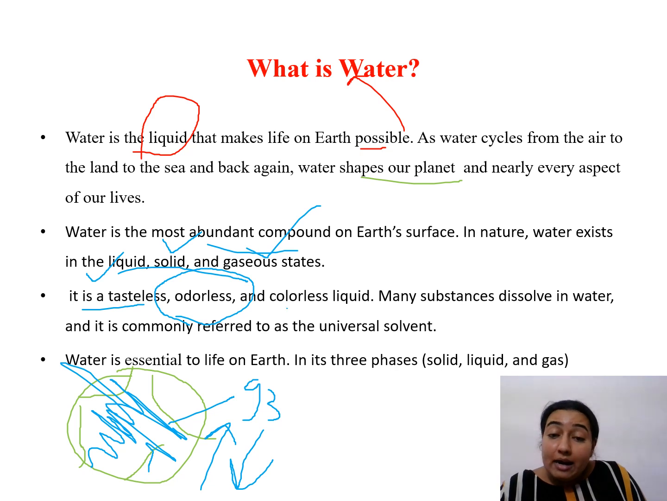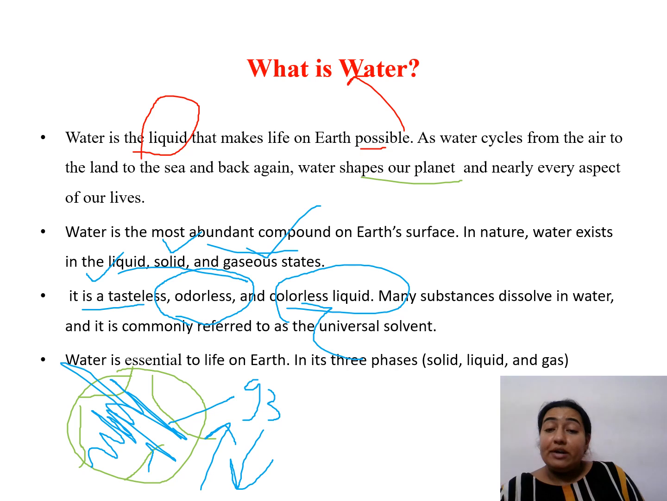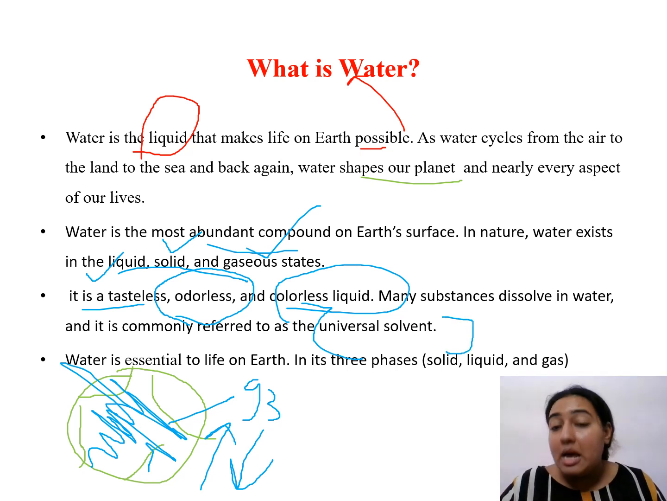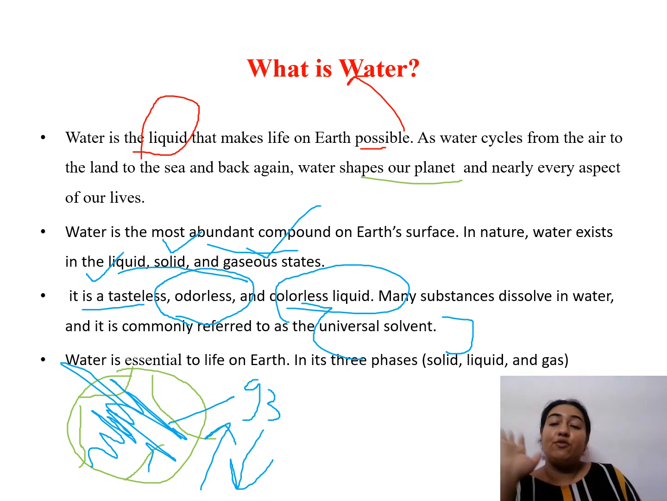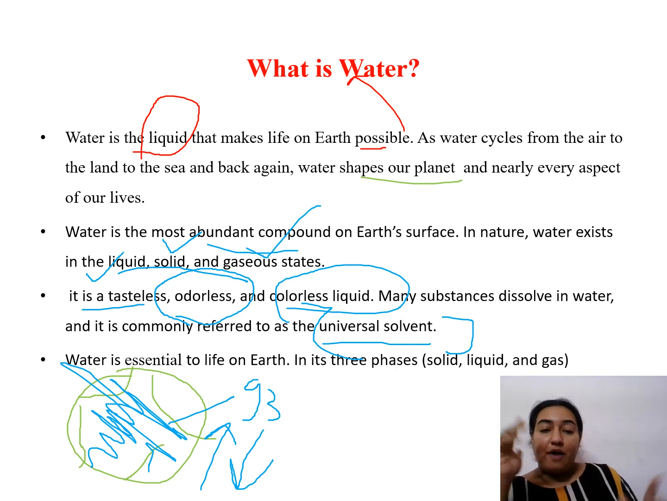It is a colorless liquid. It has no color. It is lightweight and it is colorless. So many substances dissolve in water, and it is also known as the universal solvent. All those substances, we will discuss one by one, but here just for your basic information, whatever substances are getting dissolved in water, by air or by wind, whatever, water is known as the universal solvent because they generally mix with water. We cannot separate them afterwards.